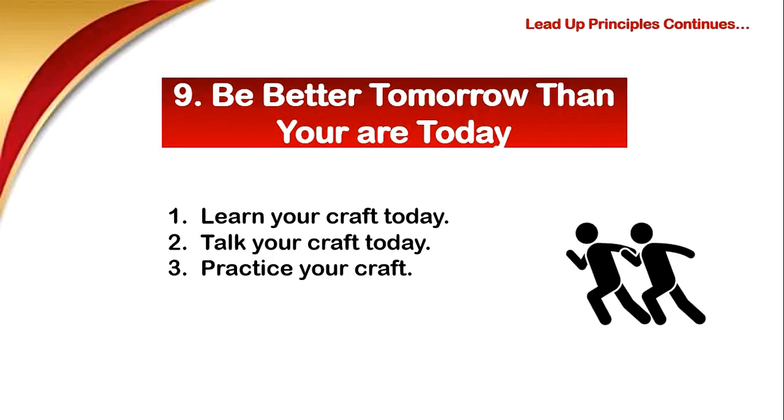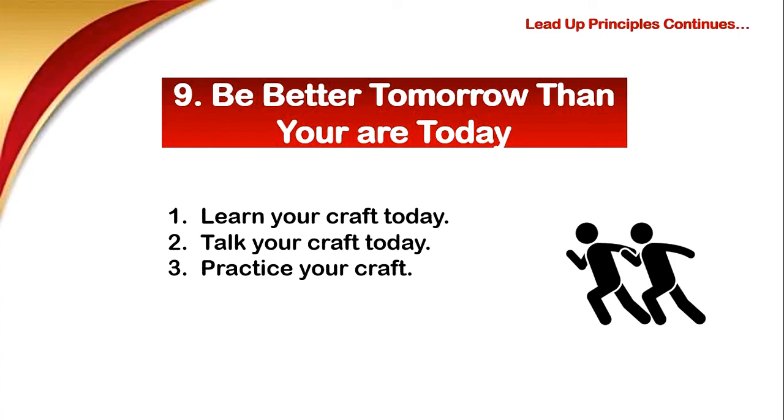The last one, number nine, be better tomorrow than you are today. You have to try to be a better person tomorrow. Every day you want to surpass the past day, okay? You want to be a better person than the previous day. This is what a 360-degree leader does.